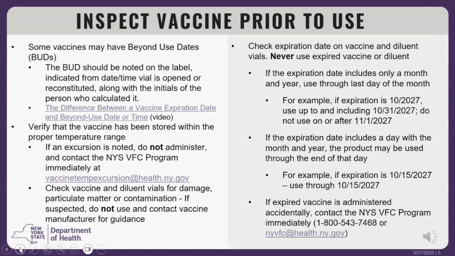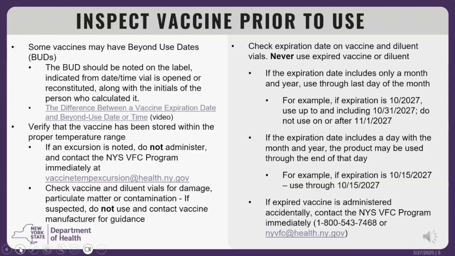If expired vaccine is administered accidentally, contact the New York State VFC program right away. Some vaccines must be used prior to the expiration date that is printed on the label. This is referred to as the beyond use date or BUD. Vaccines with a BUD usually have a shorter expiration date that begins after the time the vial is opened or reconstituted. For example, for some multi-dose vials, there may be a specific period of use once they have been punctured, or may have a specific number of doses that can be withdrawn. The beyond use date should be noted on the label, along with the initials of the person who calculated it.